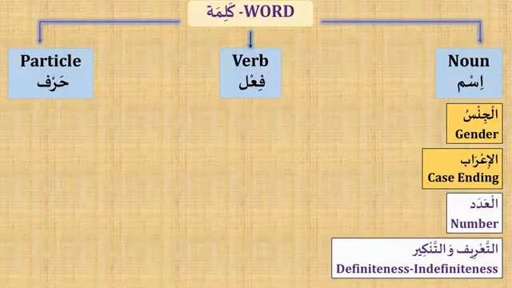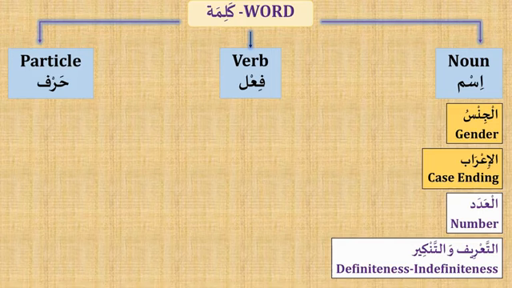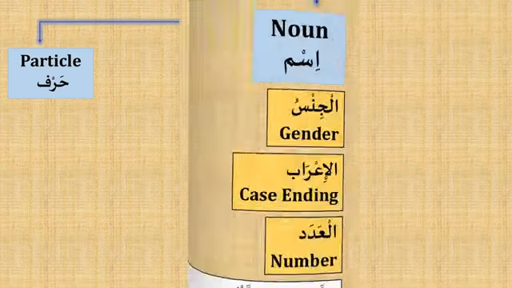Previously we learned the first two qualities of Arabic noun, al-jins, gender, and al-i'rab, case ending. In this lesson we are going to learn al-adad, number, inshallah.